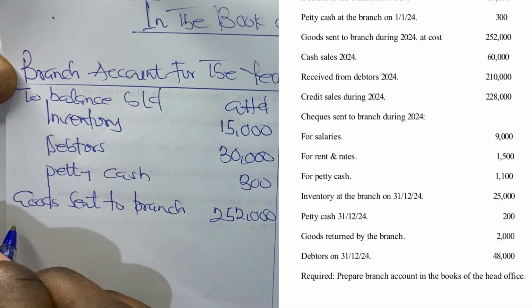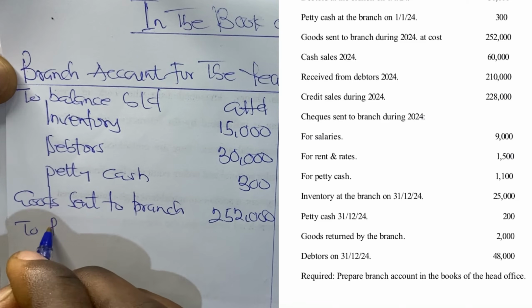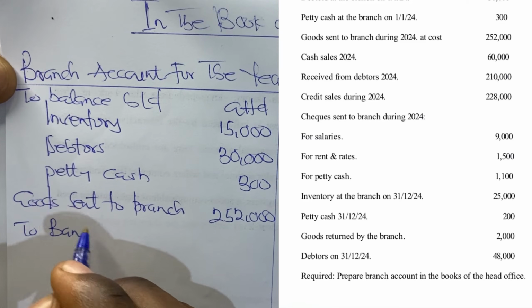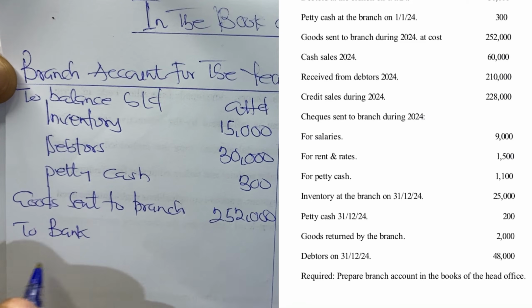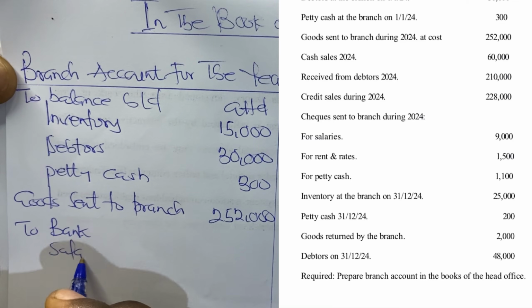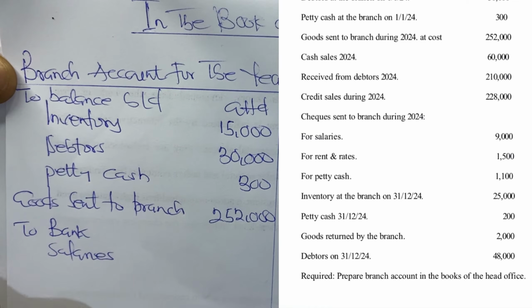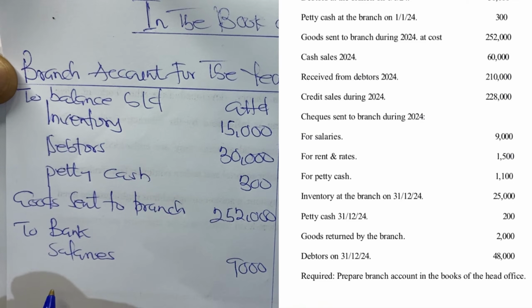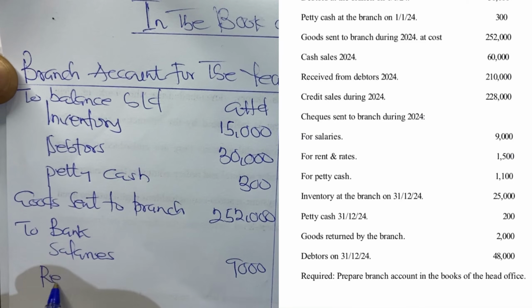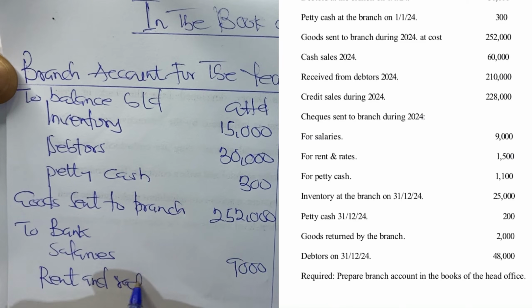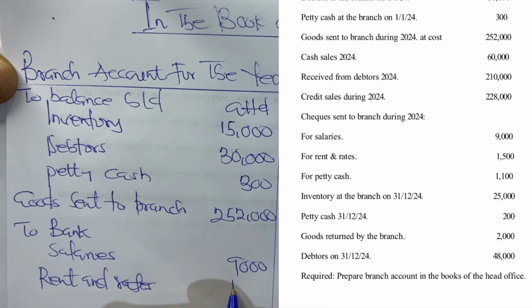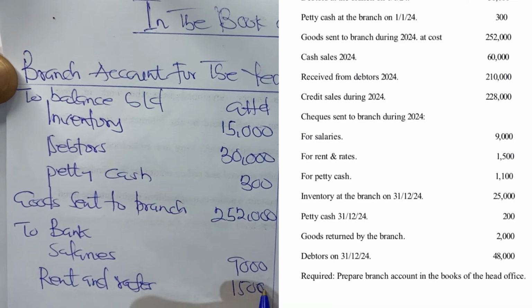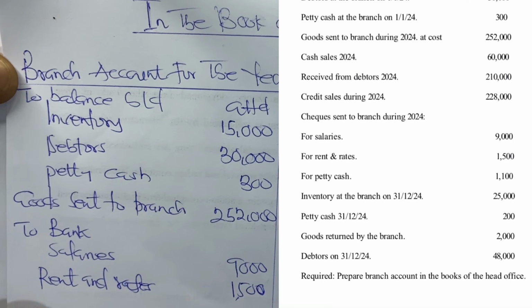So you credit that to bank because it is a cheque, okay? And we have salaries, and the salaries is 9,000. Then we also have rent and rates. Rent and rates is 1,500. The next is petty cash.